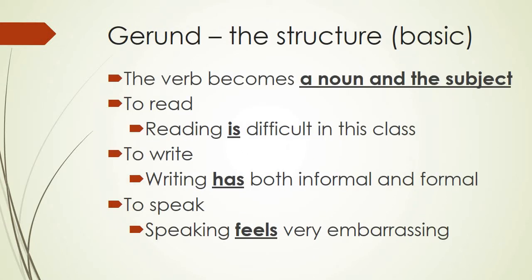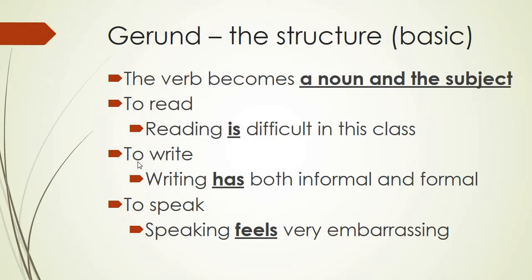Okay, so this is the basic structure. So the verb becomes a noun and it becomes the subject. So the verb here, to read. So we get read, we put ing, so reading. And then we have a verb and it has to be the third person singular, like what you would use in she and he. She is, he is. So the third person singular. So reading is difficult in this class.